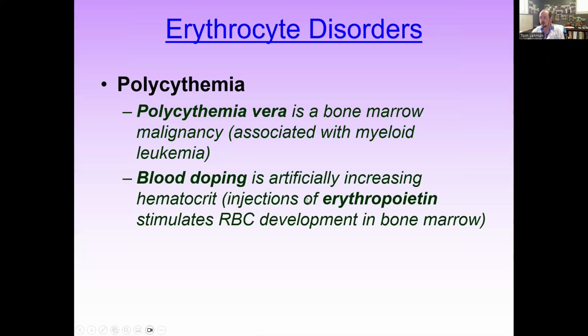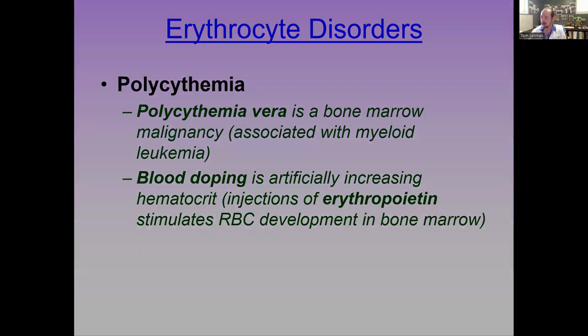Blood doping is an artificial polycythemia. We inject a person with a hormone called erythropoietin. This is a hormone you naturally make that tells bone marrow to make more red blood cells. If you inject yourself with more of this, then you get higher hematocrit, which if you're an endurance athlete, the highest hematocrit you can go is good, with the caveat that too thick of blood is hard to push through capillary beds and could cause strokes. And so that's why we're worried about people blood doping.